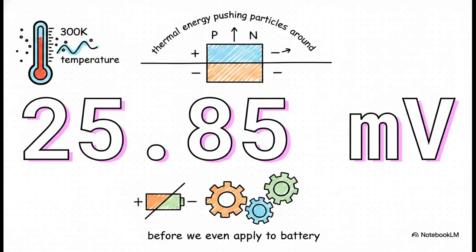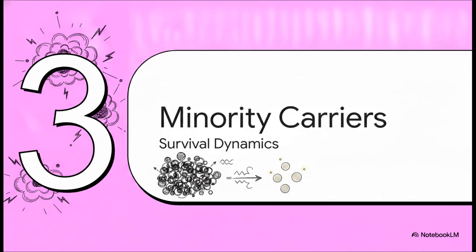To put a number on it, at room temperature, which is roughly 300 Kelvin, this profound relationship hinges on the thermal voltage, which comes out to exactly 25.85 millivolts. This highly specific number serves as the ultimate scaling factor for all semiconductor transport models. It essentially represents the baseline thermal energy that's pushing these particles around before we even hook up a battery to the system. Now for Section 3, survival dynamics of minority carriers.